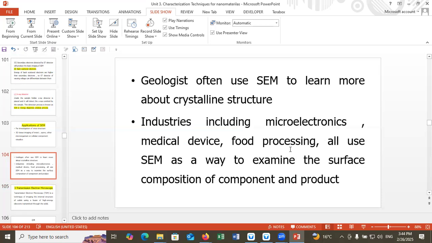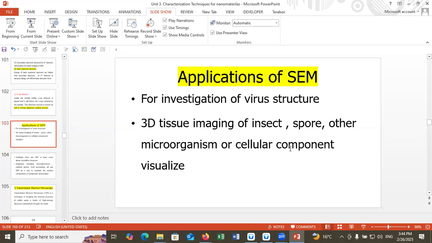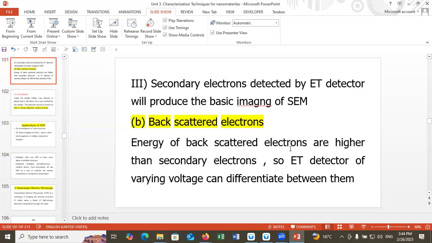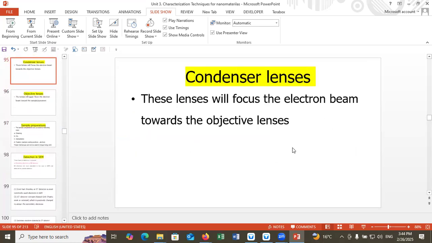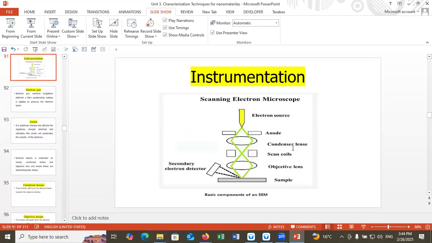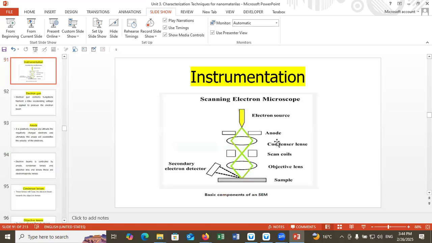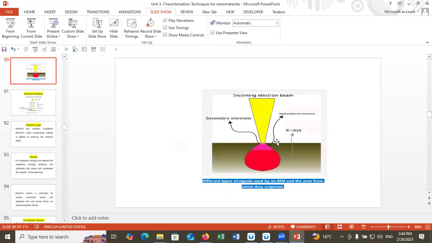Okay, it's all about the scanning electron microscope. And this is the application, detection, sample preparation, and instrumentation of SEM. This is the principle of the SEM.